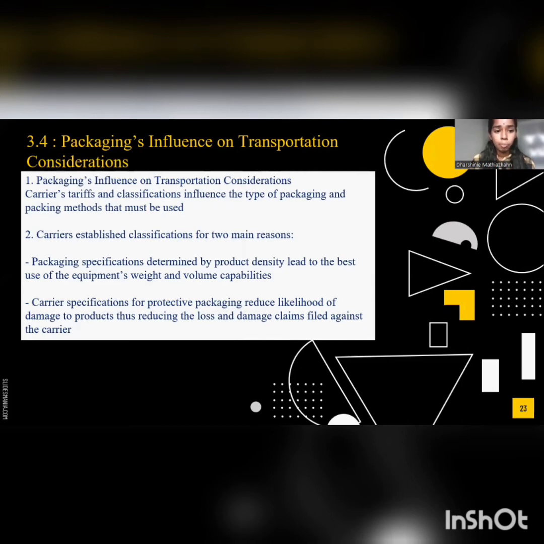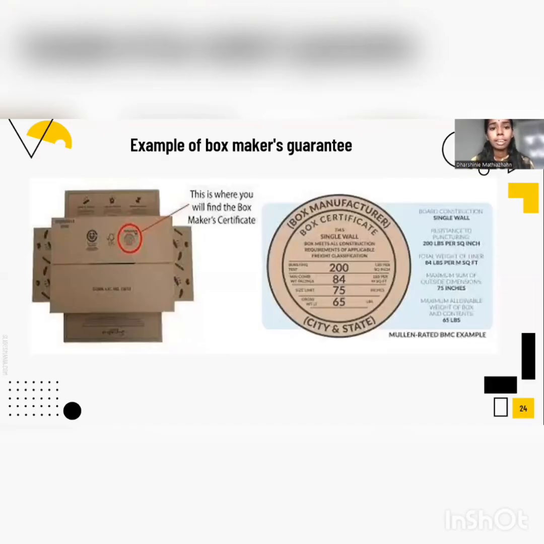The first one is packaging specified by the product destination, which leads to the best use of the equipment's weight and volume capabilities. The second one is courier-specific or protective packaging, which reduces the likelihood of damage to the products, thus reducing the loss and damage claims filed against the carrier. Okay, these are the examples of box maker guard.